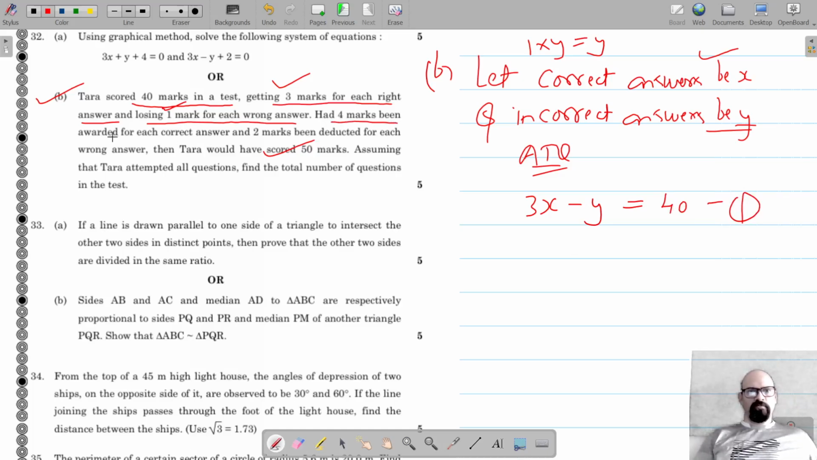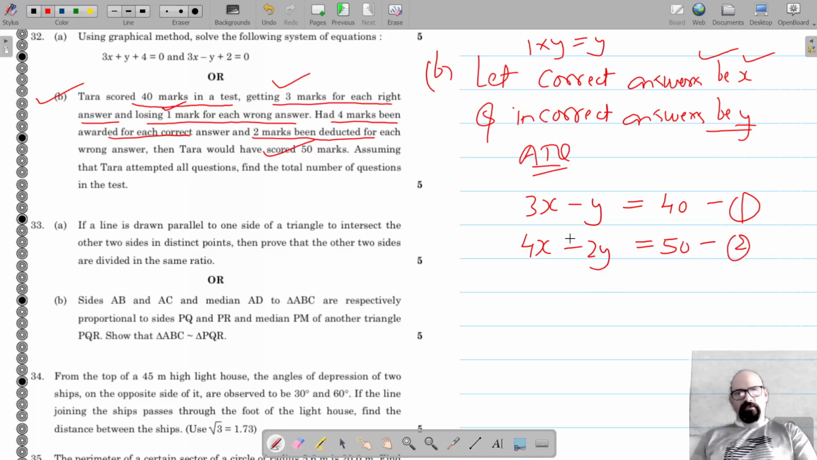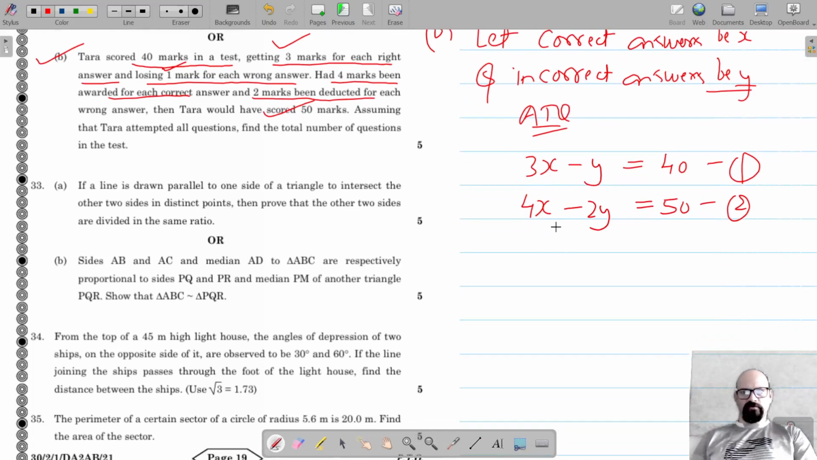Similarly, if 4 marks are awarded to each correct answer, then the marks for the correct answers will be 4x, and 2 marks are deducted for each wrong answer. Then the marks deducted for wrong answers being 4x minus 2y, the total marks is 50. Okay, let's solve these two equations.